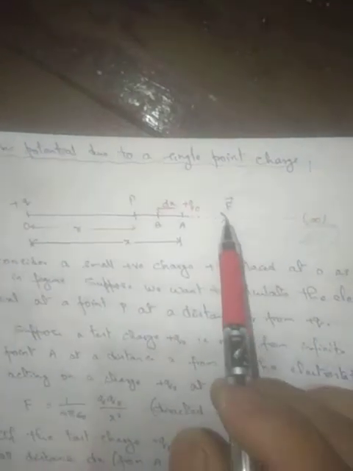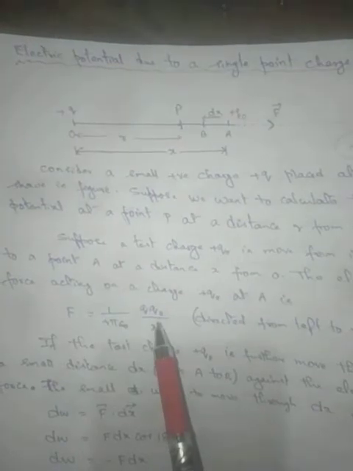And from Coulomb's law, we have seen that the force of repulsion between two charges is F equals 1 upon 4 pi epsilon naught Q1 Q2 upon the square of the distance between them, where your Q1 here is Q and your Q2 is q naught. So this is the force of repulsion which is experienced by the test charge, and this force is directed from left to right, along this direction.